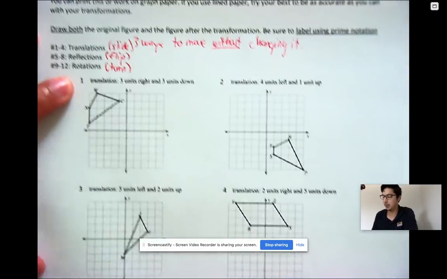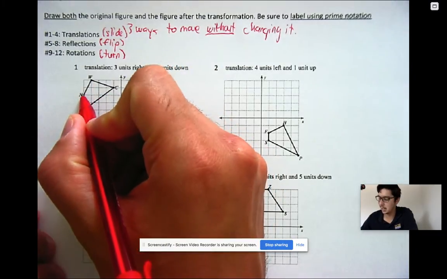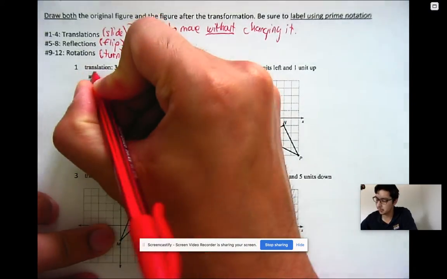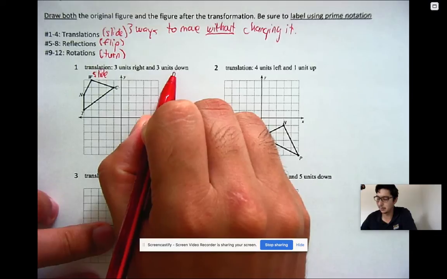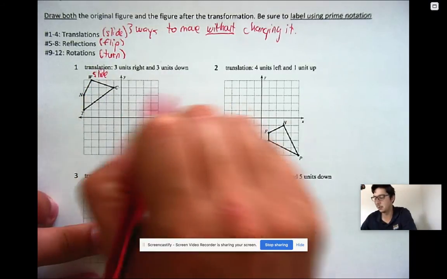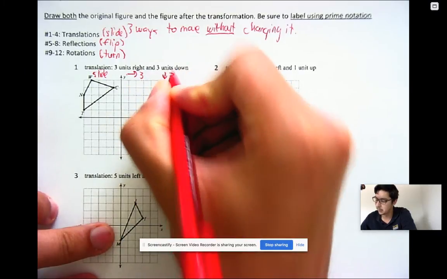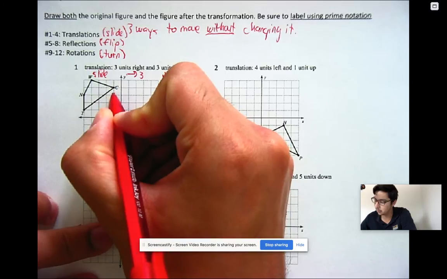All right, so number one, say we have an object, and this is a four-sided shape with vertices N, T, C, W. And we want to translate it, which again, translate means slide, 3 units right and 3 units down. So what that means is you just take every point and go right 3 and then down 3. So if we look at W, it's going to go right 1, 2, 3, down 1, 2, 3.